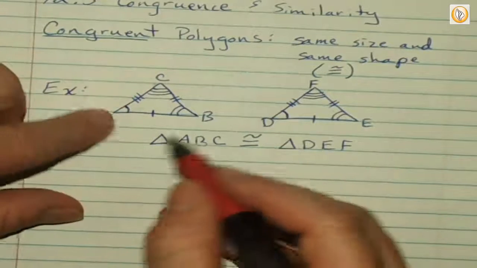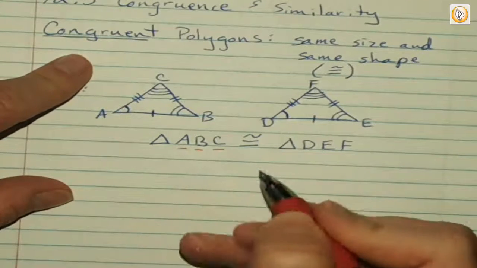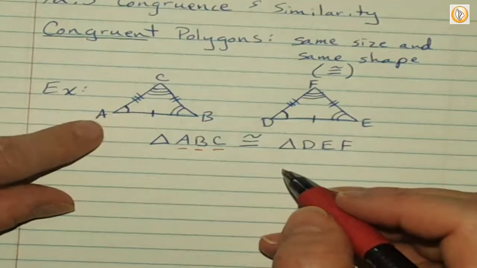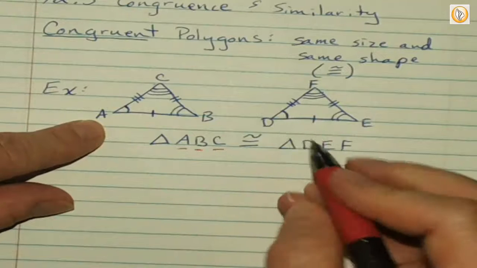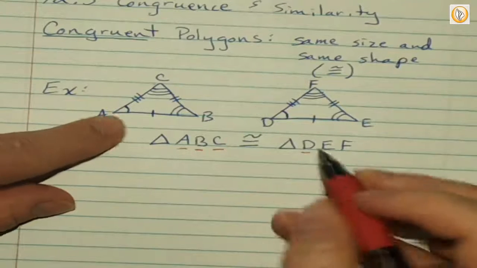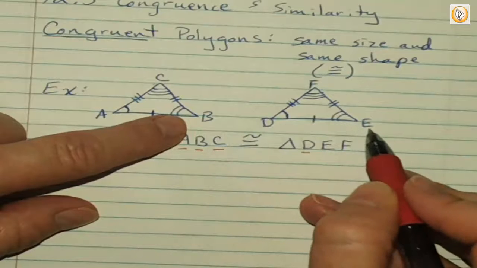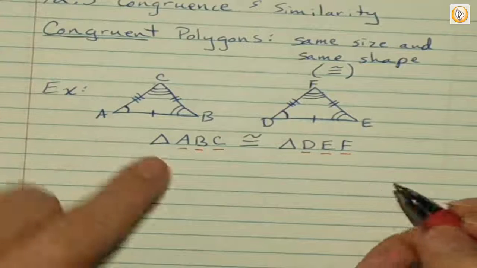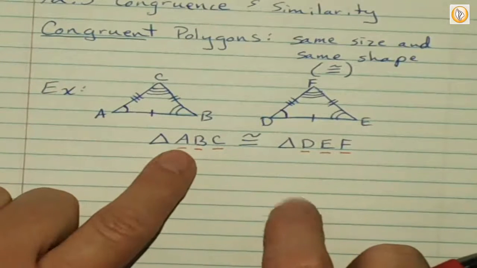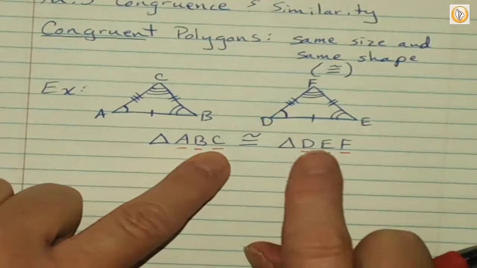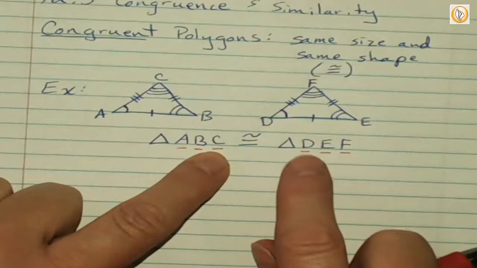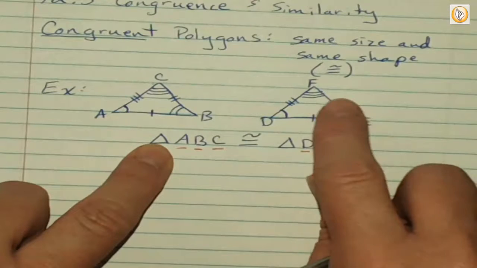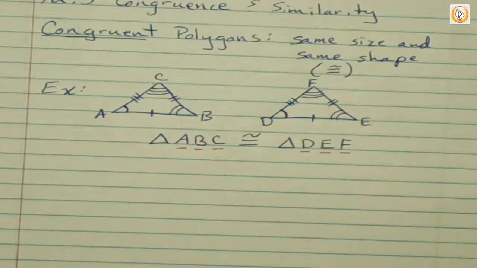So if I call this triangle ABC, then I have to follow suit with this one. If I started with angle A and it matches angle D, then I have to start with D. If my second letter is B, then I have to write the congruent other angle next. Do you see what I'm saying? I can't say triangle ABC is congruent to triangle FDE. Then that's wrong. I'm starting with this letter in this one, but then I'm starting with this letter in that one. No, that wouldn't work.